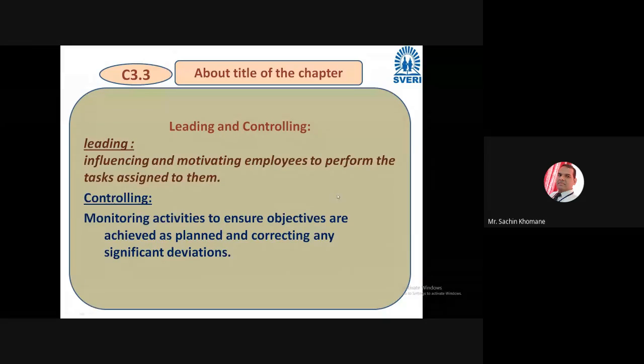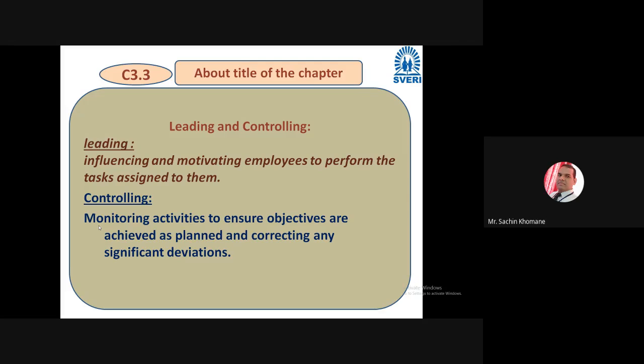Okay, so controlling, again, I want to elaborate on controlling. I hope you got the leading concept. Then controlling, monitoring activities to ensure. Why should monitoring of activity be there, or in the language of Muskan, keeping an eye on it, means monitoring it. Monitoring the activity, why should it be done by the manager?